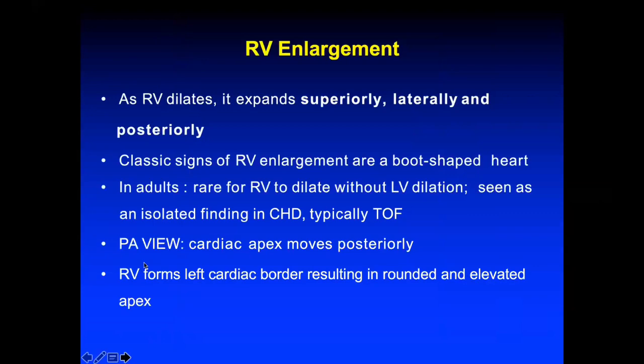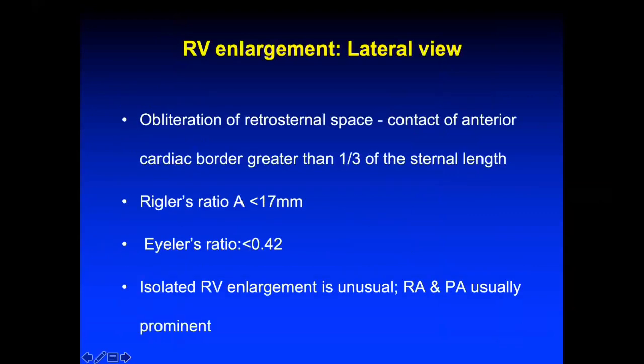So in an RV apex, the angle is acute as compared to an LV apex. An RV apex always goes horizontally, and an LV apex goes inferiorly. So there are 2 points.